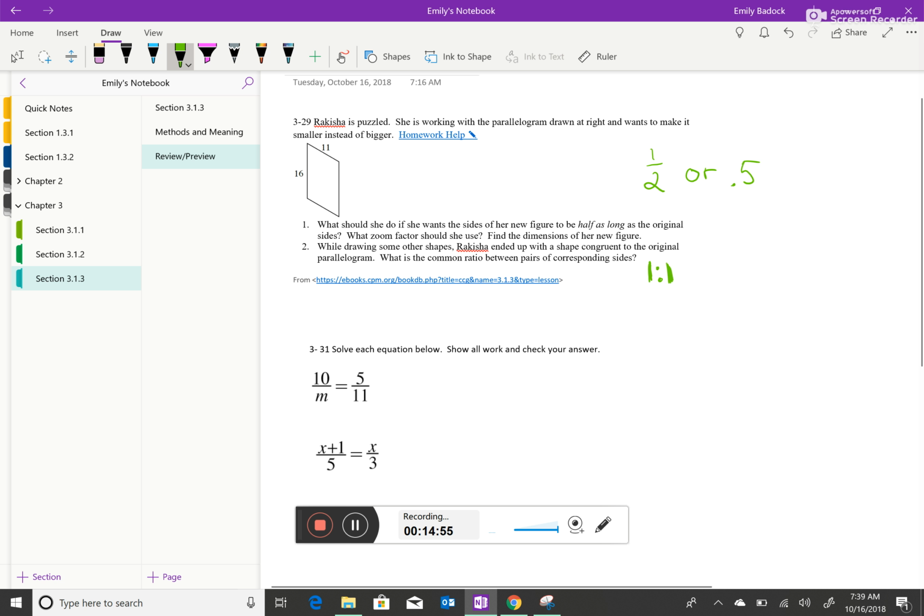Because you're multiplying both of them by 1 to get you the exact congruent object. So that's what makes this so difficult, is they're going to throw in congruent and similar together, and you're going to have to differentiate between the two of them.